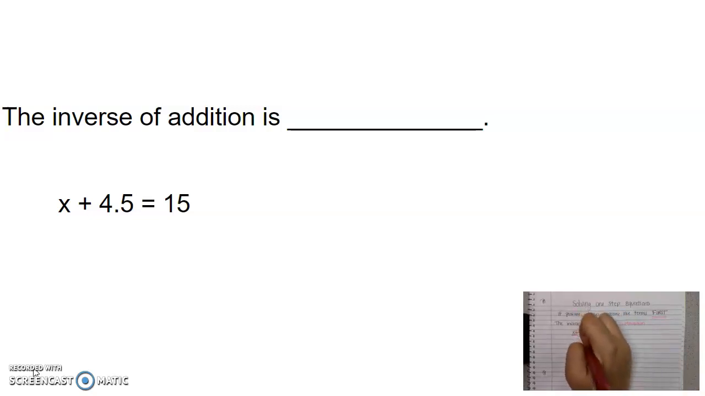These are going to cancel out. And then I'll have x all alone. 15 minus 4.5 is 10.5. x is all by itself. Done. I can circle my answer and I'm good to go.